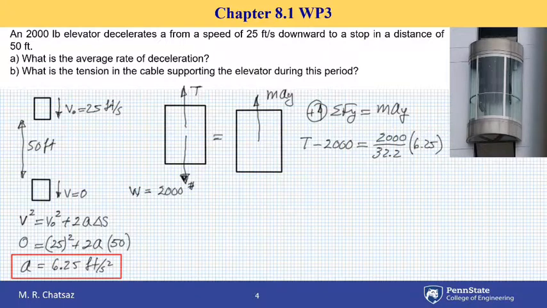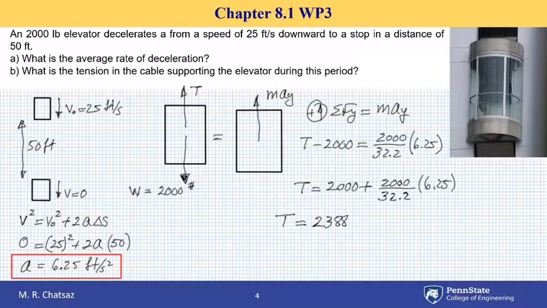So in this equation, we only have one unknown. To solve for T, 2,000 plus some other number is going to give me a tension bigger than 2,000. Recall that in static situations, we often had tension equal to the weight because there was no motion. Clearly, in dynamic problems, you don't want to make that assumption. Tension is generally speaking not equal to the weight. In this case, it turns out to be 2388.2 pounds.